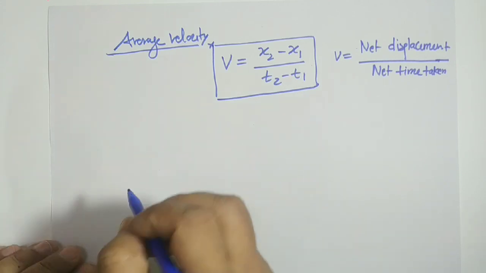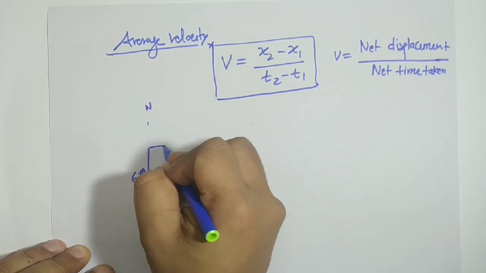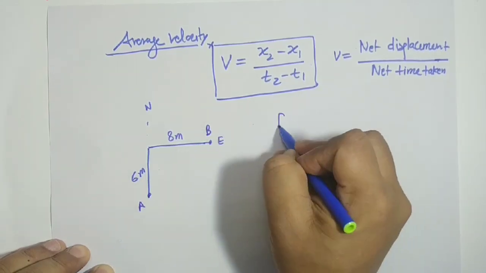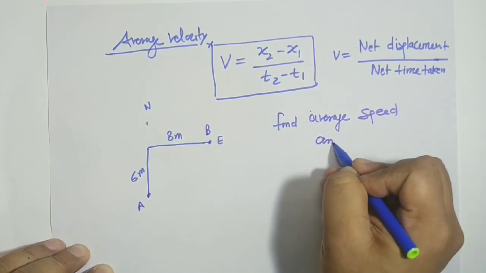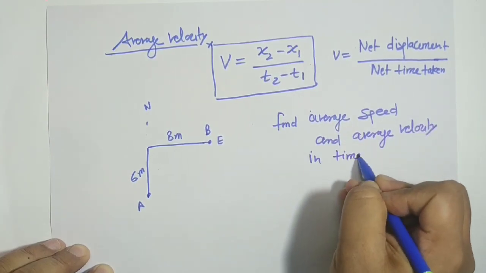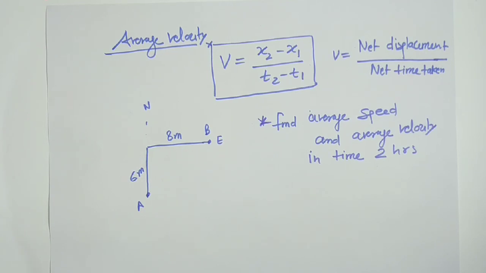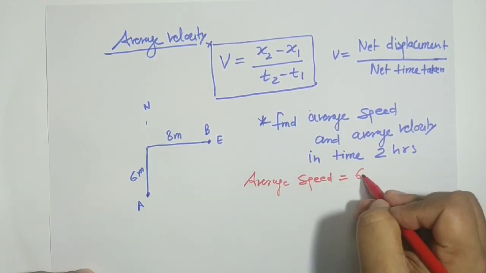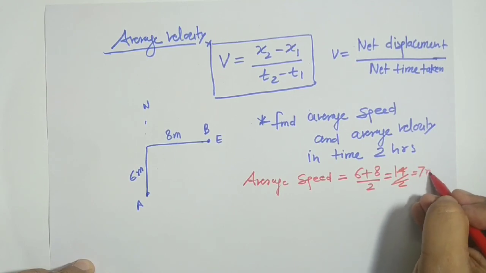Are you getting it? Say the same example I am taking, that you went 6 meters towards the north and 8 meters towards east. This is A point, this is B point. So find, if I ask you, average speed and average velocity in time 2 hours. Now I think all of you know this is a very simple question and how to solve it. Average speed is what? Total distance. Now total distance is 6 plus 8 upon time, which is what? 2 hours. So it is 14 by 2. So it will be 7 meter per second.